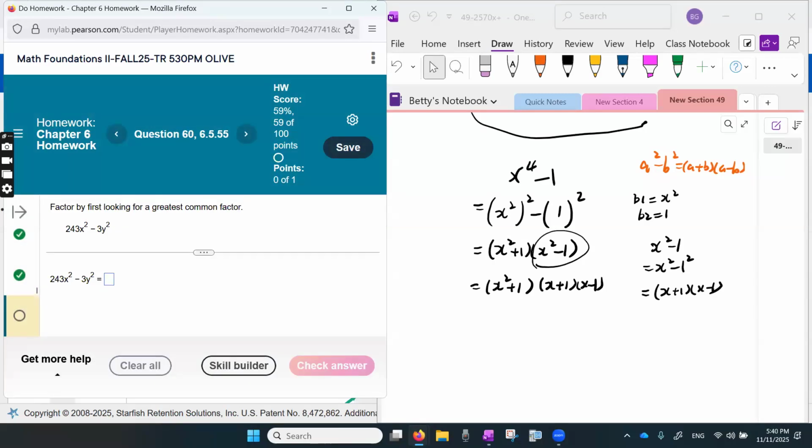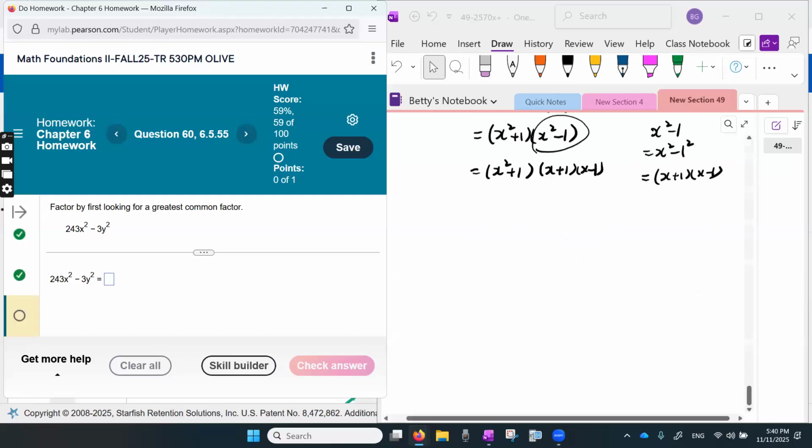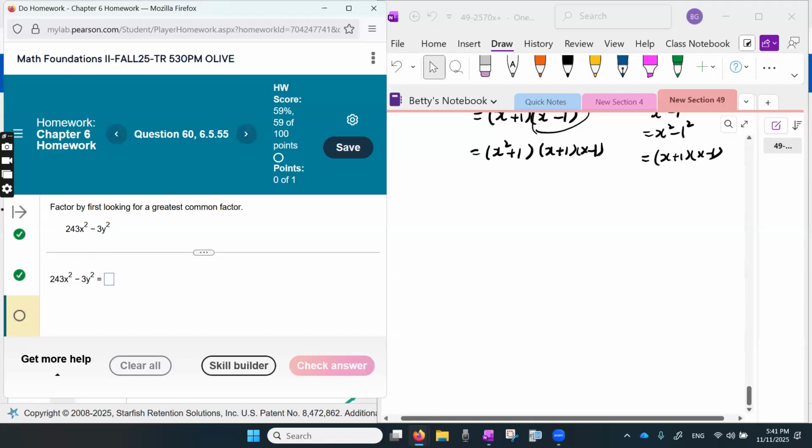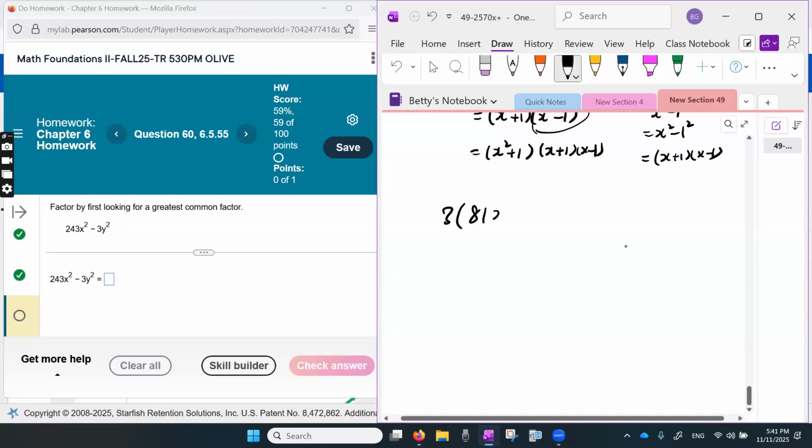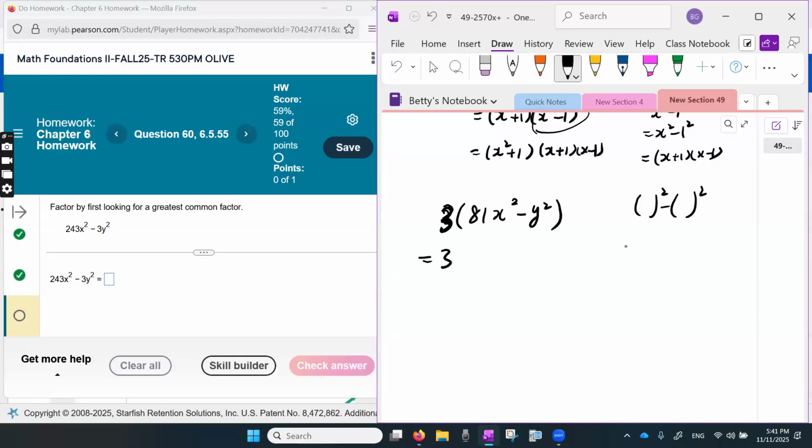Next. All right, so this one, do we do GCF first? Yeah, 243, 3 is the GCF. Factor 3 out. We have 81x squared minus y squared. Keep 3 outside. And inside the parentheses, we have a difference of two squares, which is the square of 9x minus the square of y. So base 1 is 9x, base 2 is y. So we can factor the binomial inside the parentheses as 9x plus y times 9x minus y.